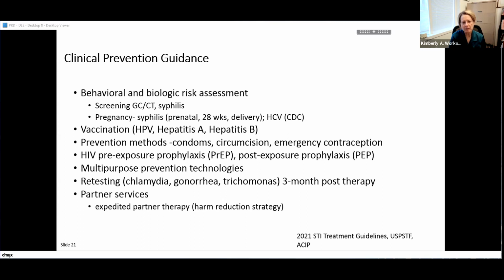But now the way that this needs to be framed really is as a harm reduction strategy. And also we have some more permissive language in there for men who have sex with men who have either chlamydia or gonorrhea. So I would refer you to that section of the guidelines to get more information.